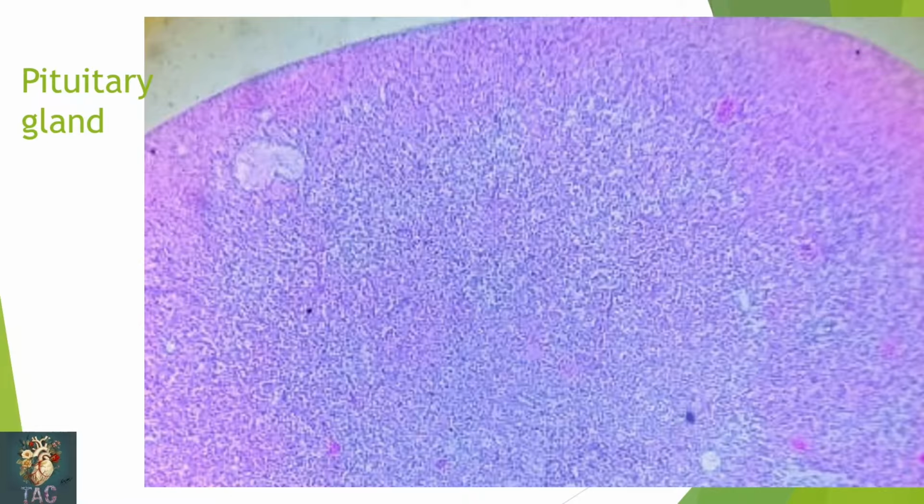And this is the section of the pars distalis at higher magnification, in which you can see a large number of chromophobes are present, because 50% of the population is chromophobe. 40% cells are acidophilic, and very few, only 10% of the population, are basophilic cells. So this is the slide of the pituitary gland.